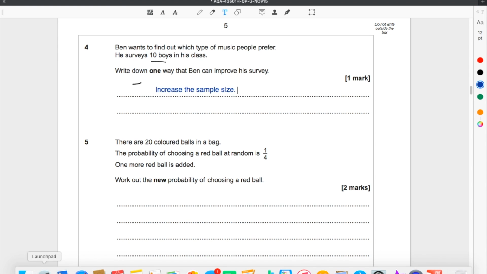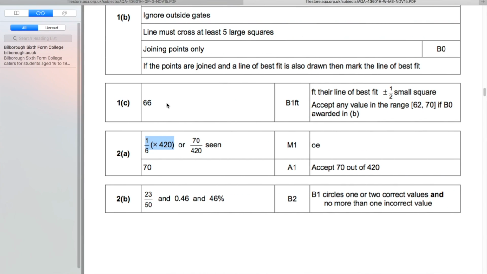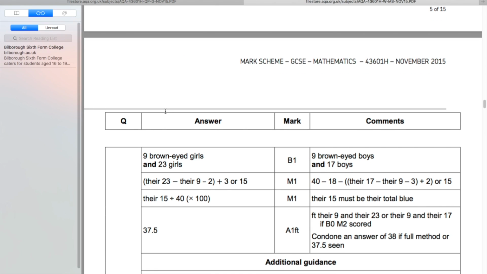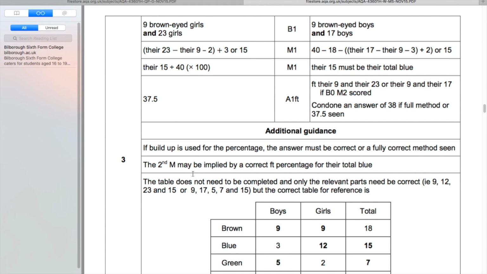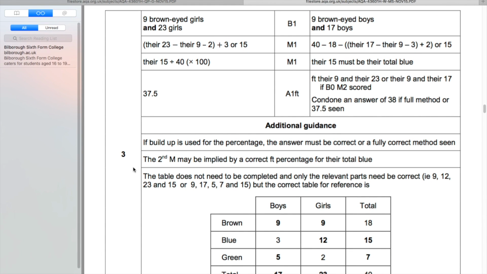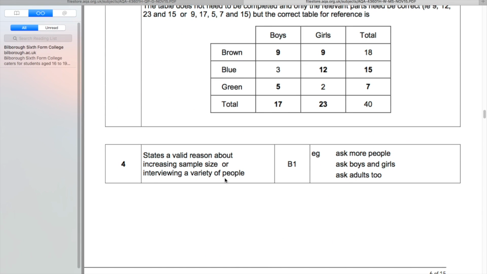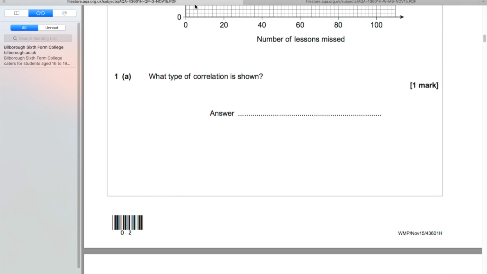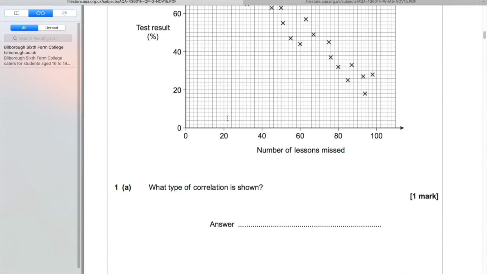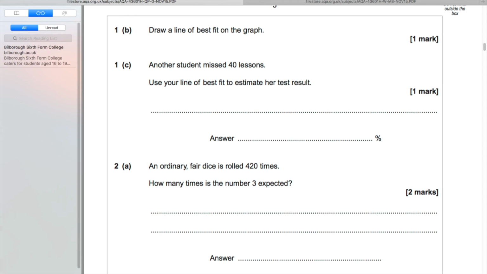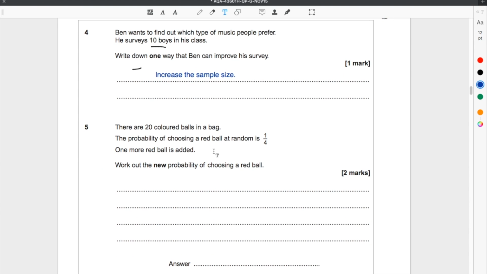So if we go down here to the mark scheme just to check question 3, because we didn't check that, 37.5 was correct, and for 3, that was right. 4, increasing sample size, okay? So that's what we said. Increase the sample size. Let's go back to that. That's always an answer, so it's worth learning this, okay?